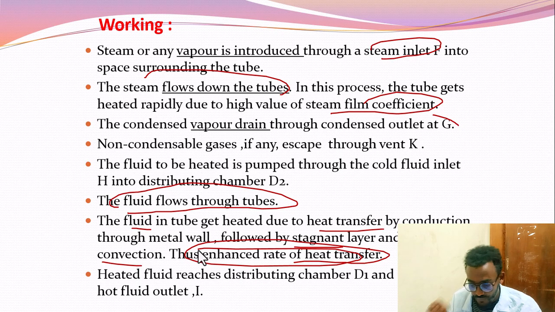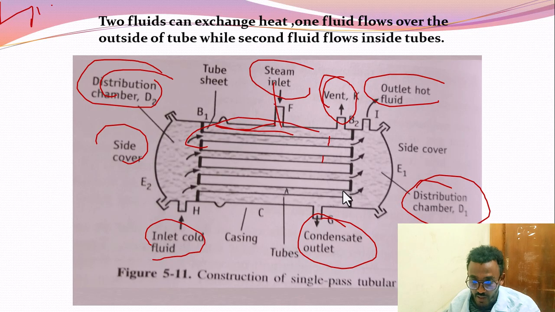And then the heated fluid reaches distributing chamber D1 and leaves through hot fluid outlet I. So we have distributing chamber 1 here, and the outlet will be here, at the end of the process. This is what really happens.